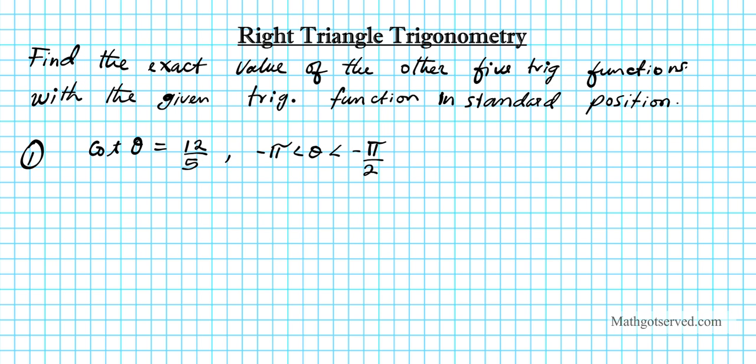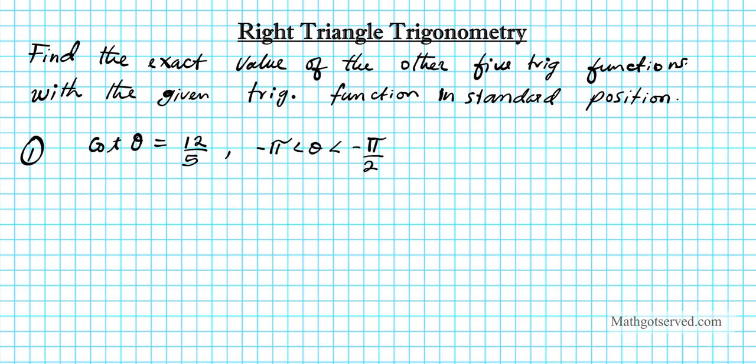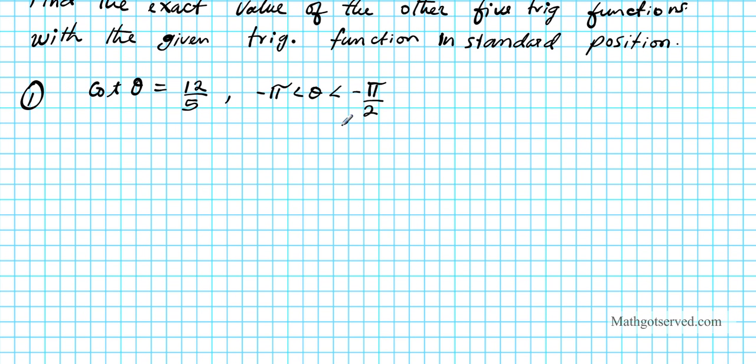All right, so in order to find the other five trig functions, it's good to construct a right triangle in standard position, and then we can use SOHCAHTOA to finish the problem off. So let's write this down, SOHCAHTOA. We know what the S, the C, and the T mean: sine, cosine, and tangent. We do not have cotangent here.